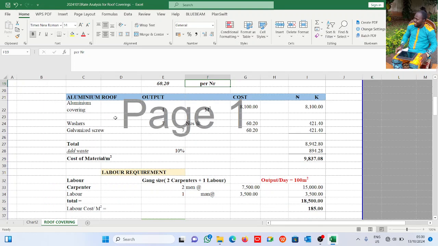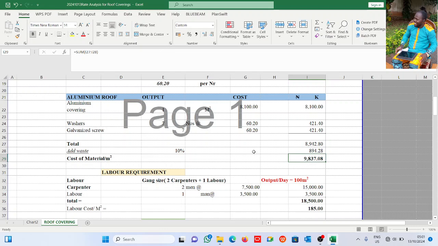We have the aluminum covering 8,100 per square meter. We need washers at an average of 7 numbers in a square meter. For one number we have 16 naira 20 kobo. So if I multiply by 7, I have this. The same thing goes for this. So this gives us the sum. So I add cotton waste 10%. So that gives me the cost of the material.